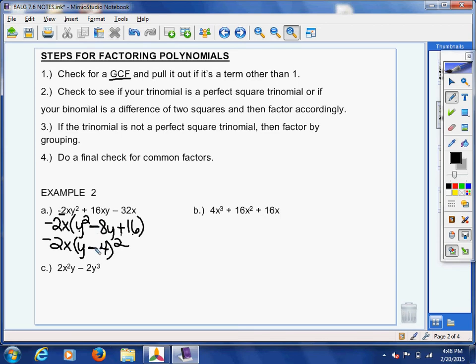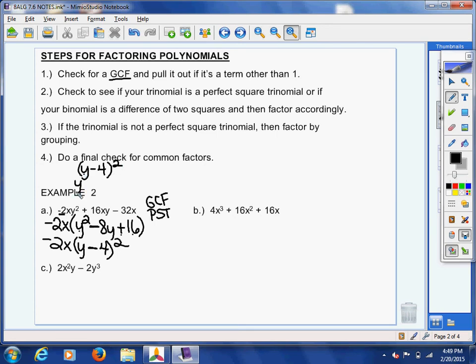Make sure it's a perfect square trinomial, okay? So remember, we took out the greatest common factor. That was -2x. And then we factored the perfect square trinomial. We think it's a perfect square trinomial, and we just want to double check that. So somewhere off to the side of your paper, just do your 3 steps.